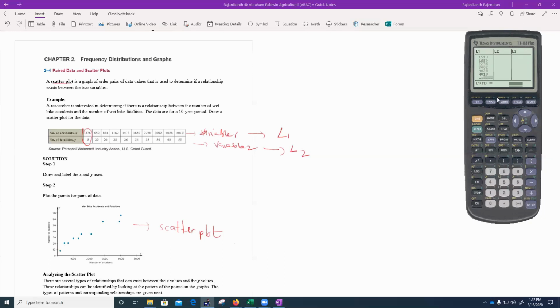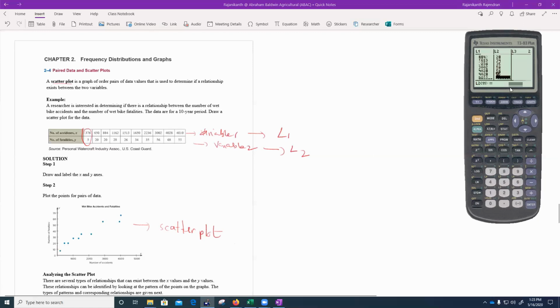Now enter all the y values into the L2 column. My y values are 5, 20, again 20, 28, 26, 34, 35, 56, 68, and 55.